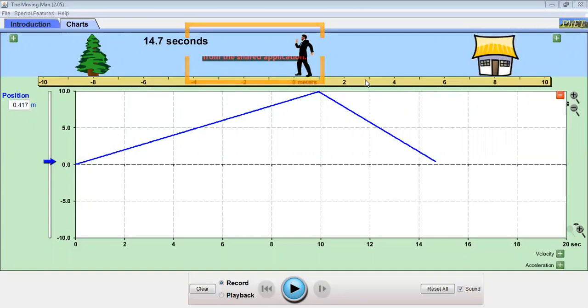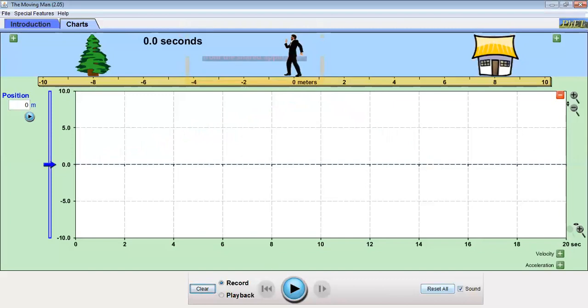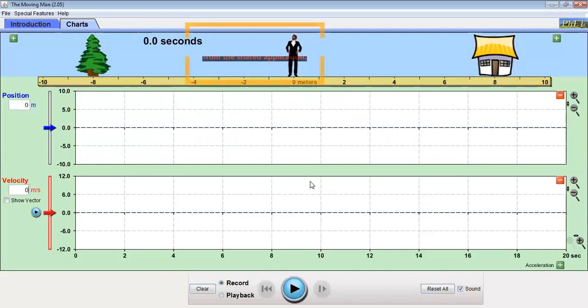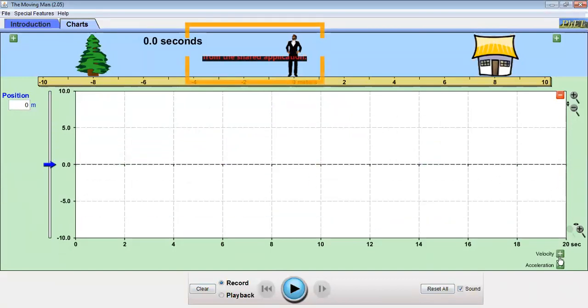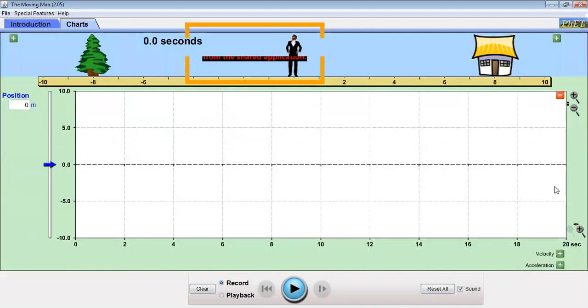This is just the revision. We had already discussed this. Now I want to show you the last case, where the object is moving with a variable velocity. Now see how the graph looks when the object is moving with a variable velocity.